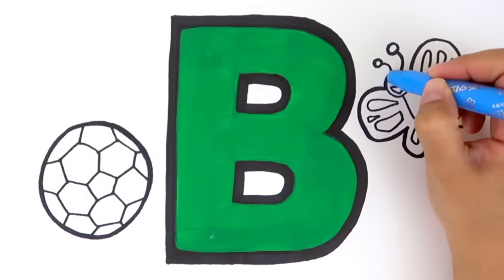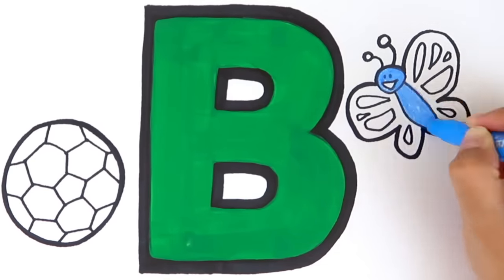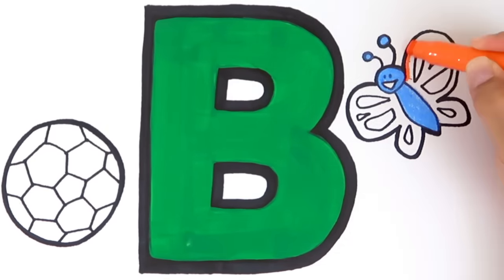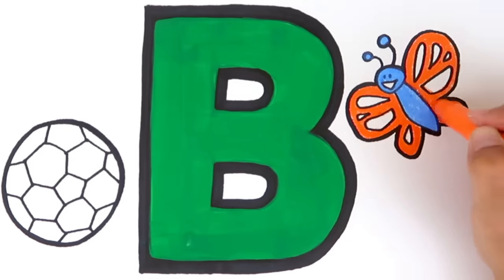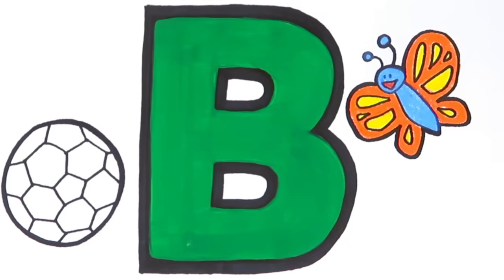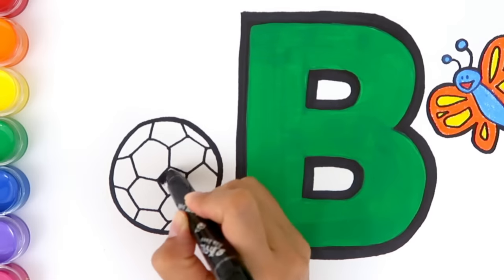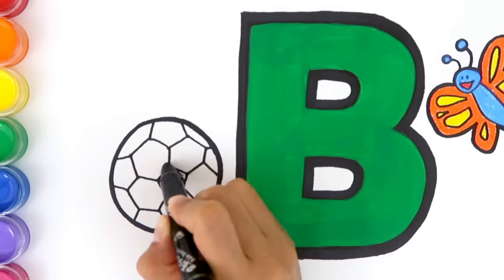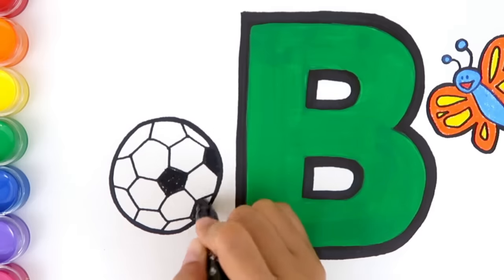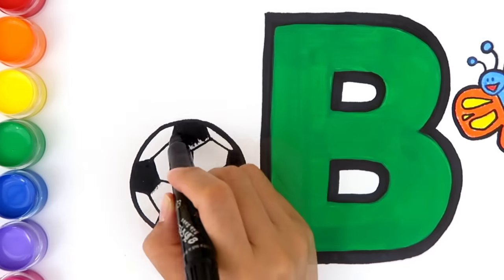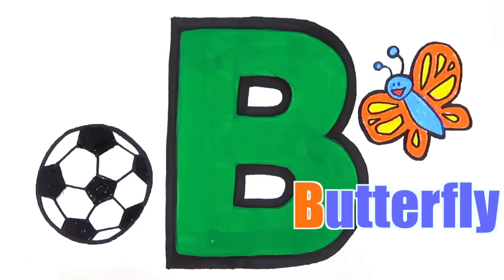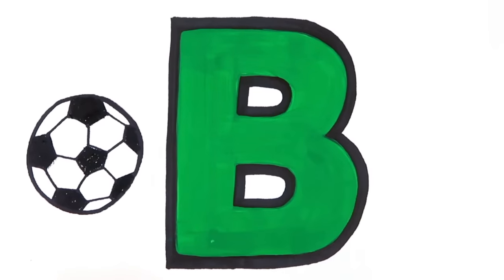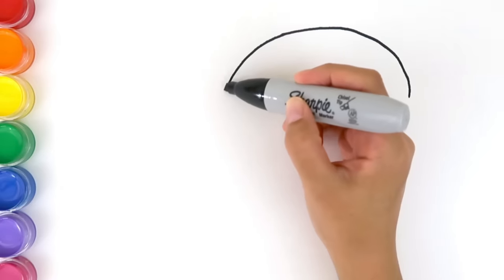What color is the butterfly? Butterfly is blue. The butterfly's wings are orange and yellow. What color is the ball? Our soccer ball is black and white. B is for ball. B is for butterfly. Next comes the letter C.